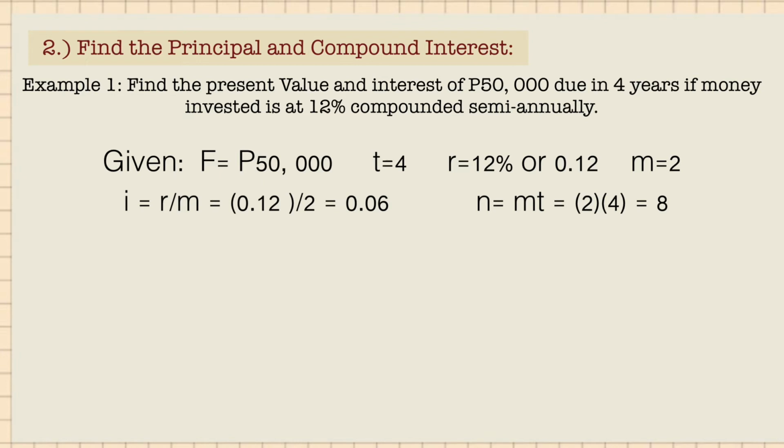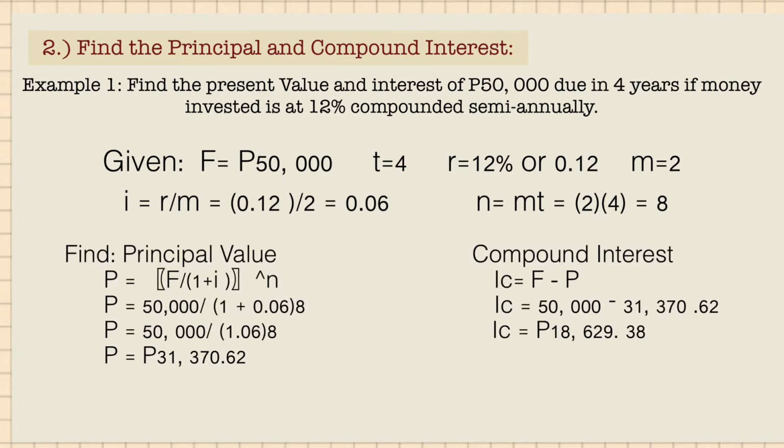Now let's find the principal value. P equals F divided by open parenthesis 1 plus I close parenthesis to the N. P equals 50,000 divided by open parenthesis 1 plus 0.06 close parenthesis to the 8. So that's 50,000 divided by open parenthesis 1.06 close parenthesis to the 8, and that equals 31,370.62.